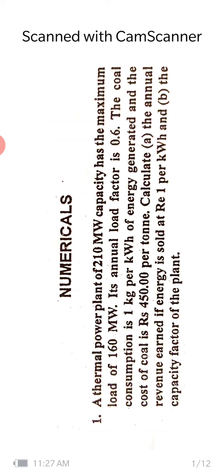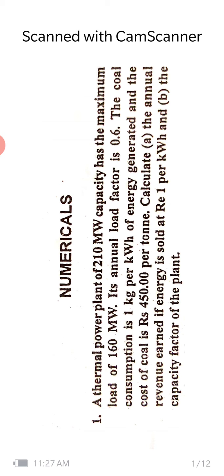So the load factor is 0.6 means of this maximum demand, whatever is there, only 0.6 is the average load. Coal consumption is 1 kg per kilowatt hour, means to generate 1 unit of electricity, 1 kg of coal is consumed. Per ton means for 1000 kgs the coal cost is 450 rupees. Now you have to find the annual revenue if the energy is sold at 1 rupee per kilowatt hour, and the capacity factor.